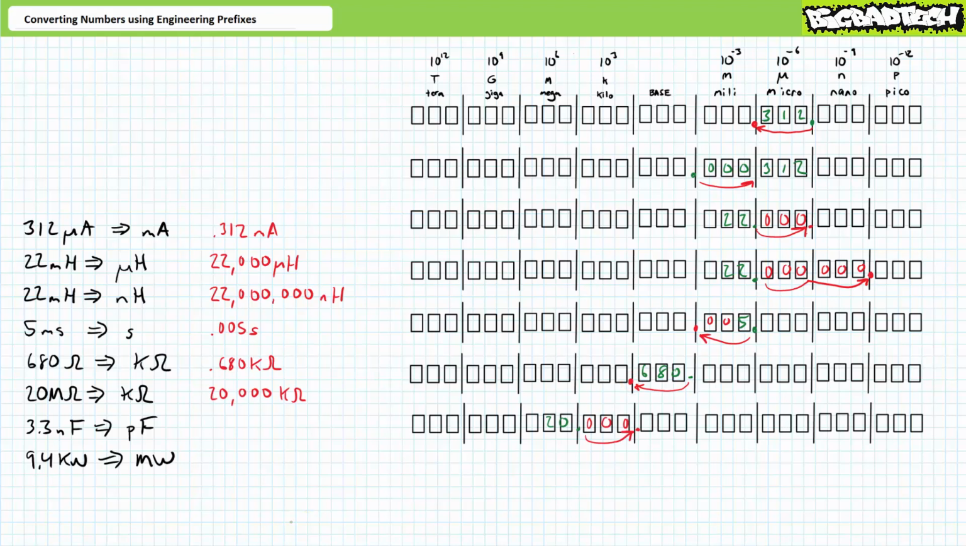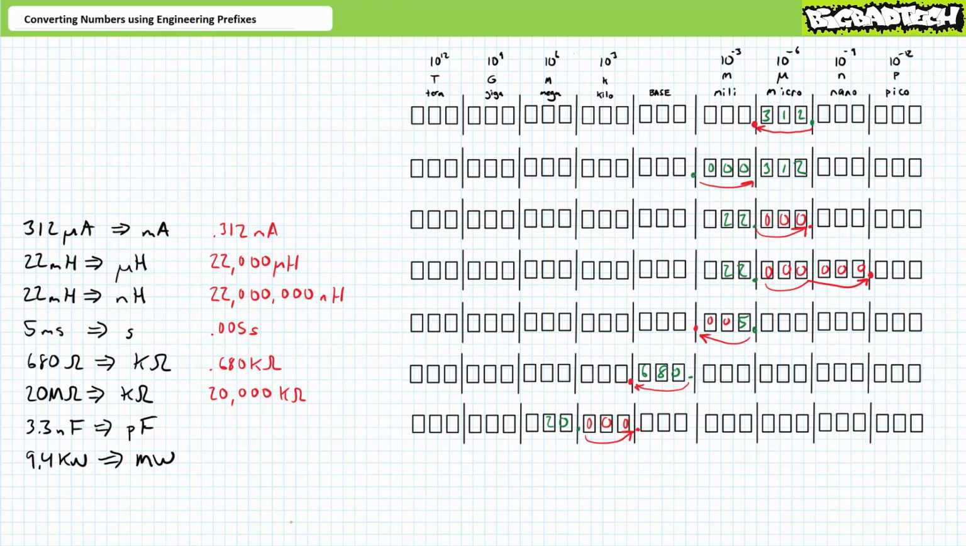Similarly, overlay the number 20 megaohms horizontally inside the vertical prefix columns. Expressed using megaohms, the decimal point is here. We want to express the same number in units of kiloohms. Move the decimal point 3 steps right. 20 megaohms is equivalent to 20,000 kiloohms.